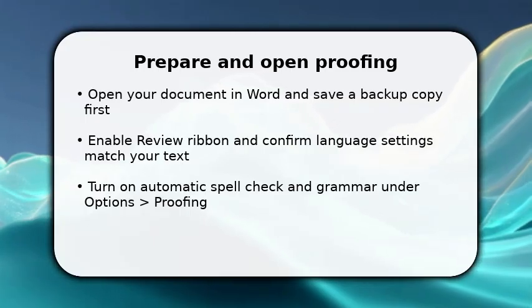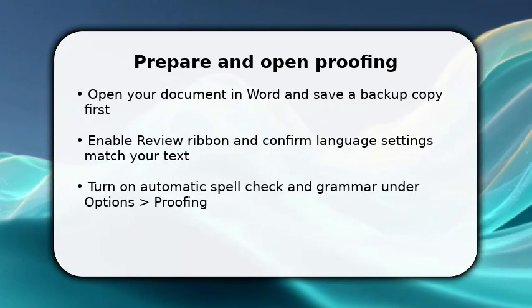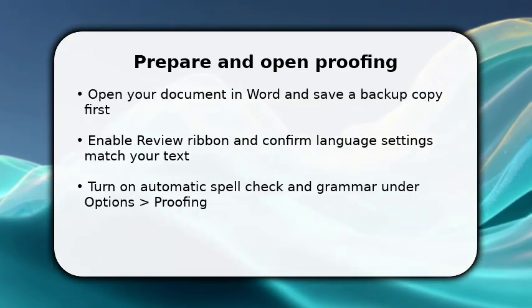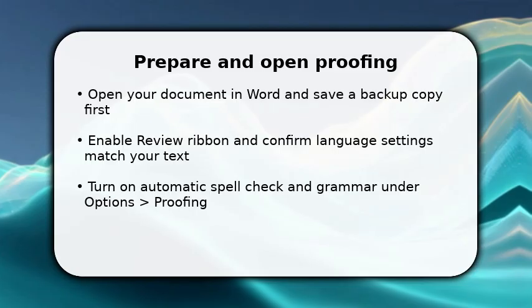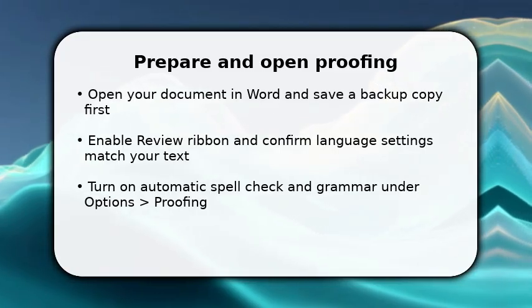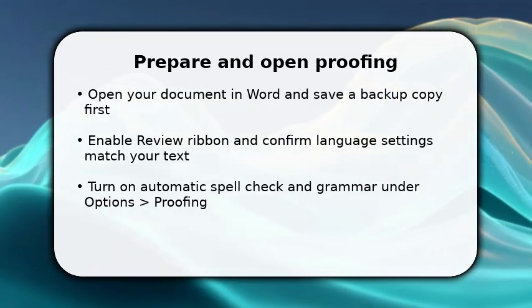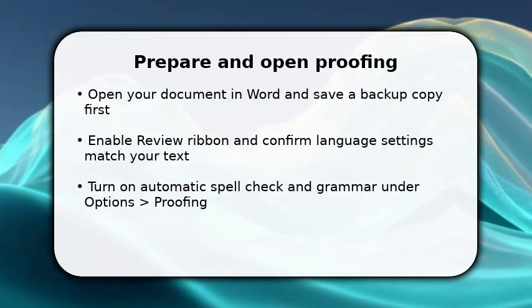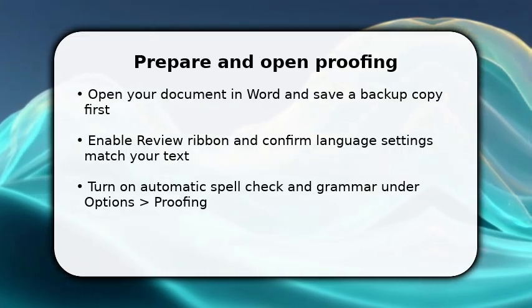You start by opening the document and saving a backup. This prevents accidental changes. Next, go to the review ribbon so you can access proofing tools immediately. Make sure the document language matches your intended spelling rules, otherwise suggestions will be wrong.